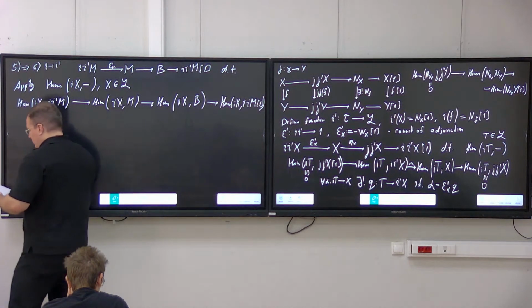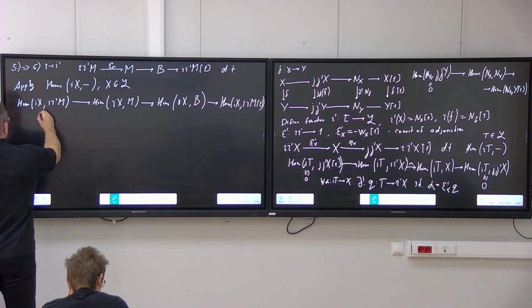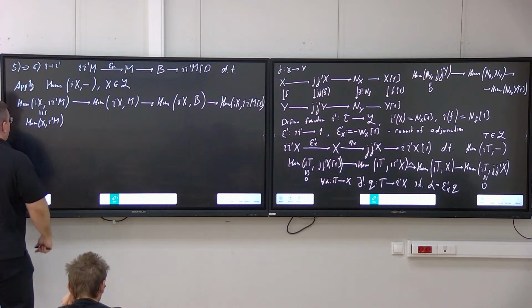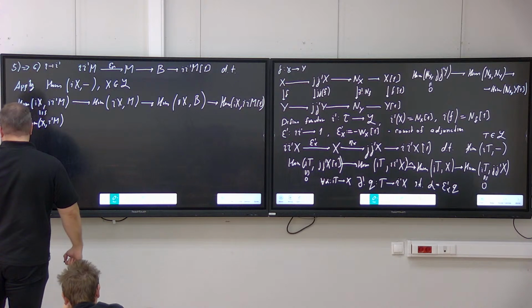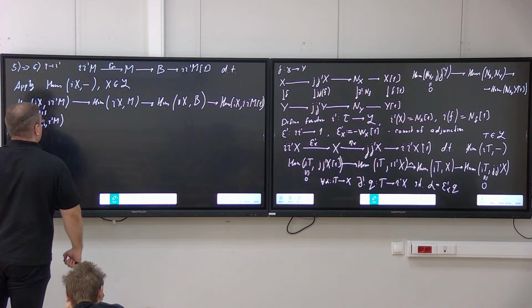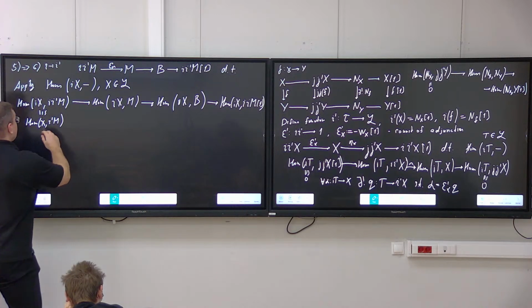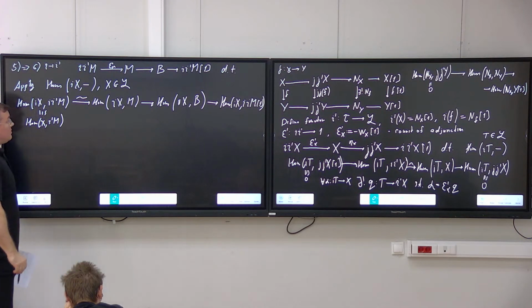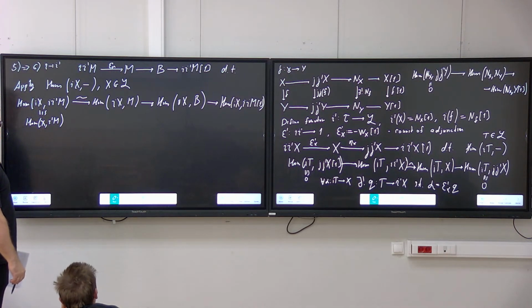Okay, so some of these homs are, for example, if I look at the first one, since I is fully faithful, this is the same as the Hom between X and I'M. And by the adjunction, since I' is the right adjoint, this map is an isomorphism. And you can of course do the same argument when everything is shifted by 1.